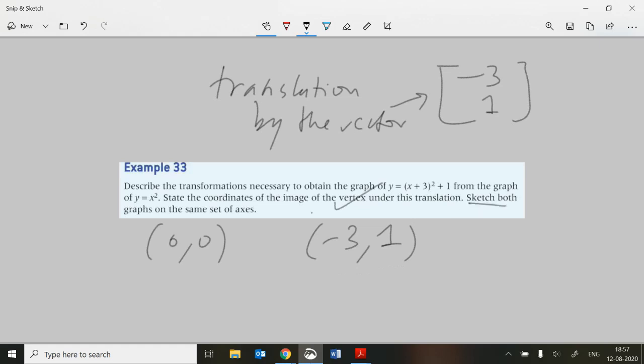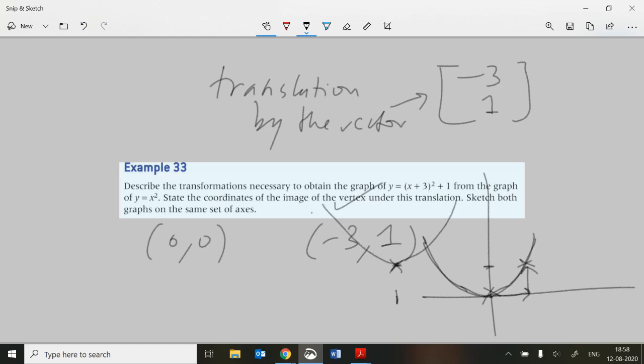And it says sketch both graphs on the same set of axes. Well, you can do that. It's pretty straightforward. A little hint, of course. Remember what I said before. If we've got the original graph, going across one and up one to take you to this point here is always going to be that second point after we've got our vertex. So when we use the vertex (-3, 1), that's going to be the vertex of the new one, then the graph is going to look something like this.